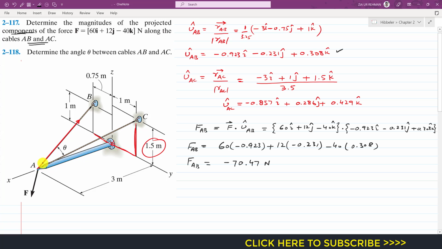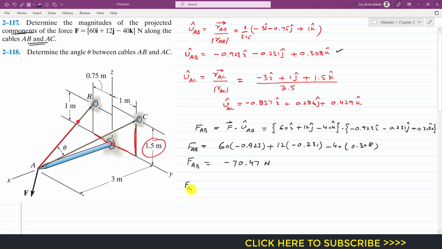So we have assumed the position vector from A to B, so the component of that force F is acting from B to A. The minus sign tells us the sense of the direction, right? So FAB is acting like this. Now we can find the component of this F force along AC by using the same method.